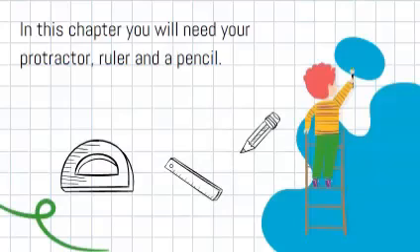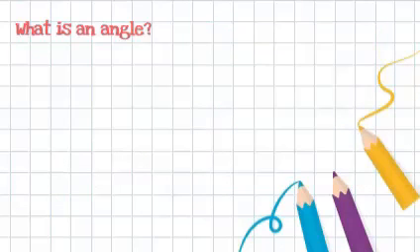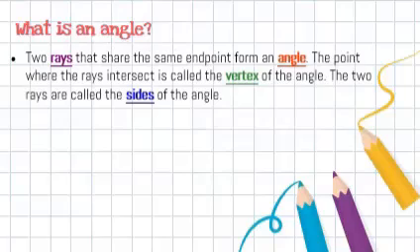So in this chapter you will need your protractor, ruler, and a pencil. Let us start with the first task, which is identifying angles and their elements. What's an angle? Two rays that share the same endpoint form an angle. And this point where the two rays intersect is called the vertex of the angle. The two rays are called the sides of the angle.